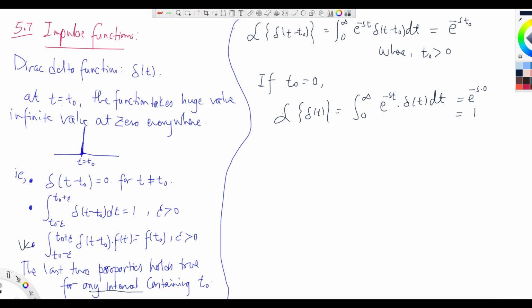So now we'll use this concept to solve a differential equation with an impulsive forcing function, meaning the right-hand side function is a delta function, okay. So let us see some examples.